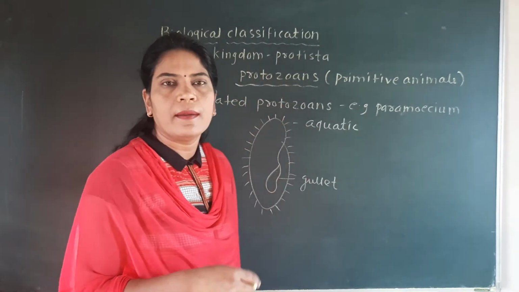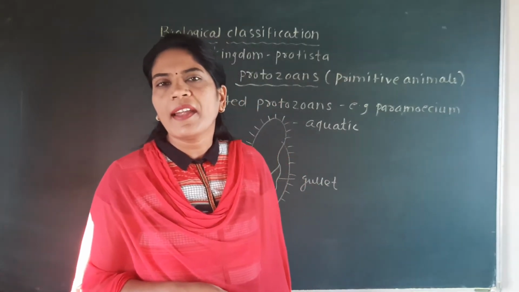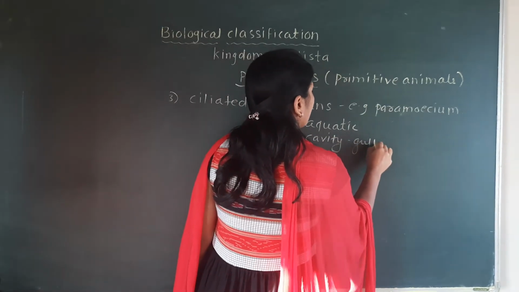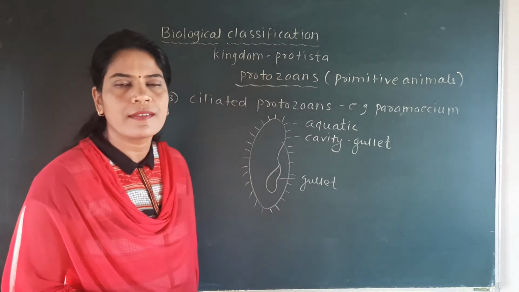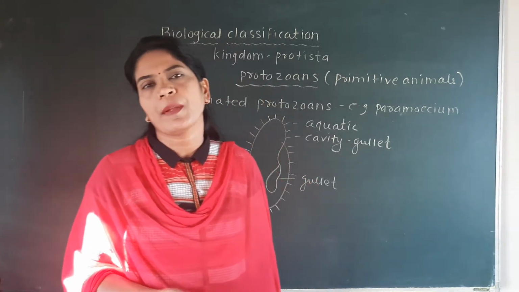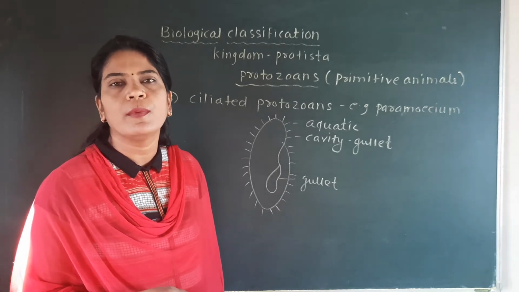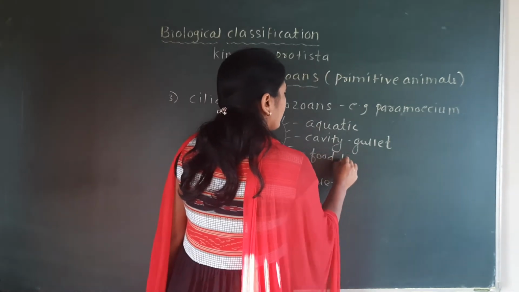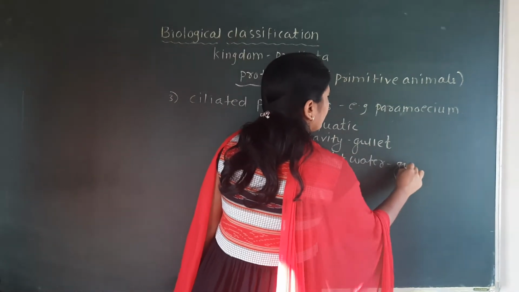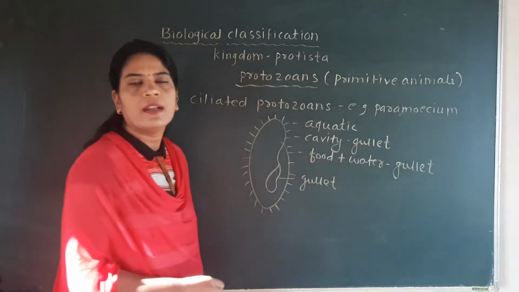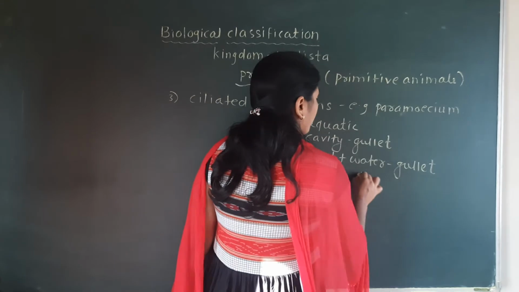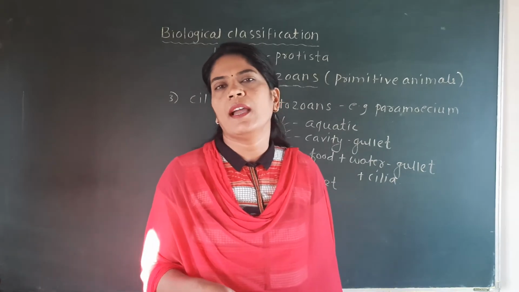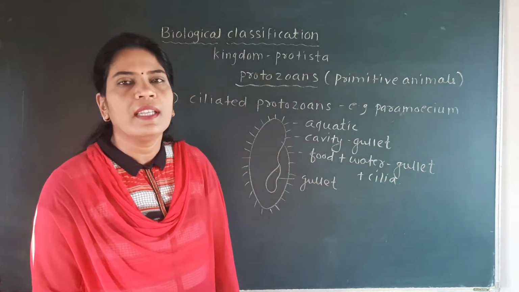You will observe it mainly in the water body. Second point is that they have a cavity, and the name of that cavity is called a gullet, which opens on the surface of the body of the paramecium. Second thing is that the food along with water enters into this gullet part of the paramecium, and it requires the help of the cilia. So we can say that with the help of cilia, food and water enter into the gullet of the paramecium.